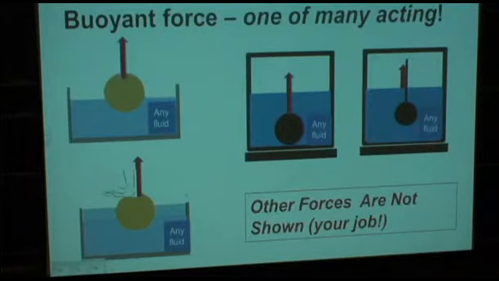But to solve that problem, this is what you have to do. You have to draw a free body diagram for any possible situation. Of course, you have to show the buoyant force, but you also have to show all other forces possibly acting on it. For example, here we have force of gravity, and here we have force of gravity, and where else? Normal force.